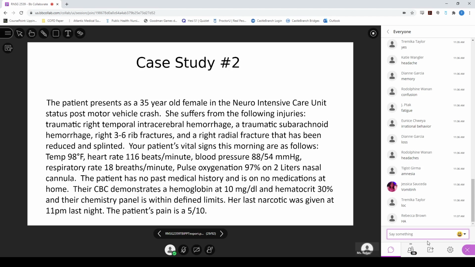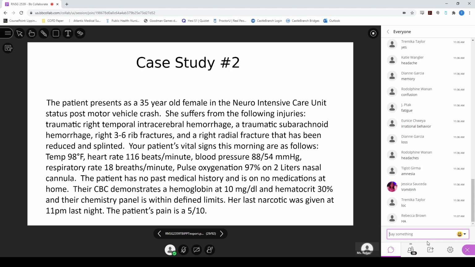Okay, so this is case study number 2. This patient presents as a 35-year-old female in the neuro ICU, status post motor vehicle crash. She suffers from the following injuries. She has a traumatic right temporal intracranial hemorrhage, a traumatic subarachnoid hemorrhage, right 3 through 6 ribs fractured, and a right radial fracture that has been reduced and splinted. Your patient's vital signs this morning are as follows. Her temperature is 98, her heart rate is 116, her blood pressure is 88/56, respiratory rate is 18, pulse ox is 97, she's on a 2-liter nasal cannula. She has no past medical history and has no medication at home.